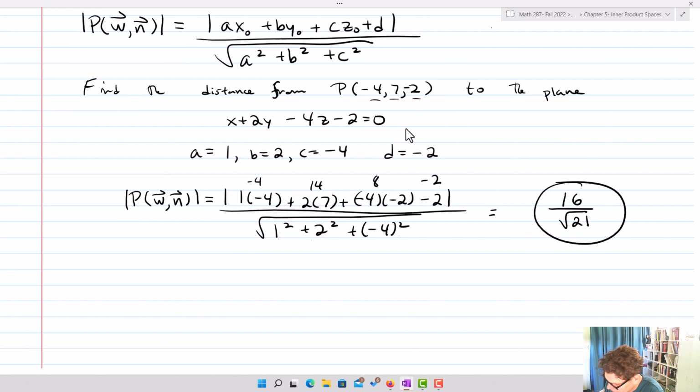I just want to check. Right? -4, 10, 18, 16. Okay, great. And 1 squared plus 4 plus 16 is 21. And there it is: 16 over the square root of 21. And that is our distance. Look at that. Not so bad.